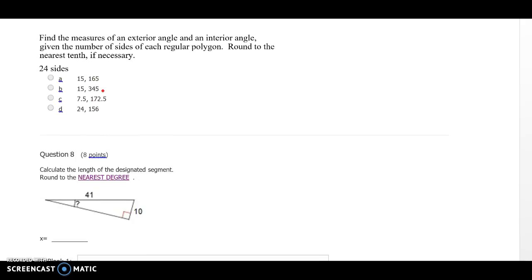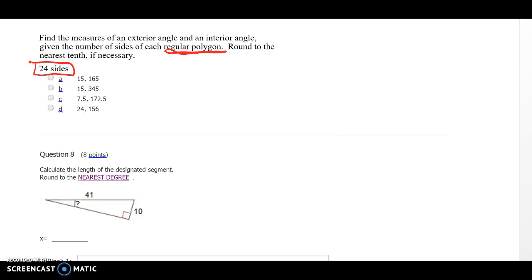It says, find the measure of an exterior angle and an interior angle given the number of sides of each regular polygon. Round to the nearest 10. So regular polygon is the important part, right? Because regular polygon means they have all equal sides. But for our case, it also means they have all equal angles. So that's going to become very important. They tell us it's a 24-sided figure, a 24-gon.